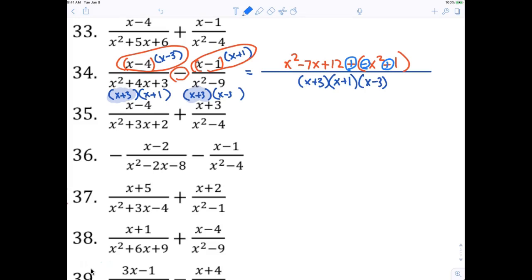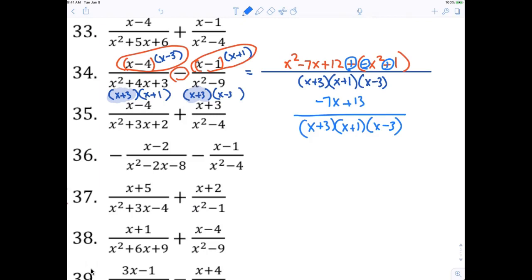What happens to the x squareds? Can we cancel? So I'm left with negative 7 over... exactly correct. Any issues? Good for you.